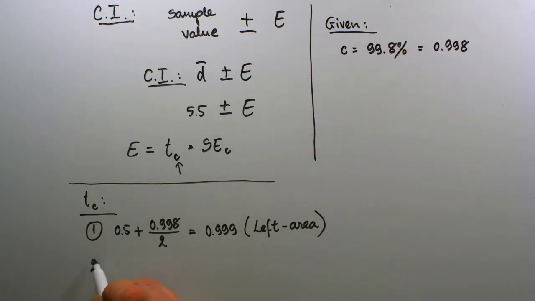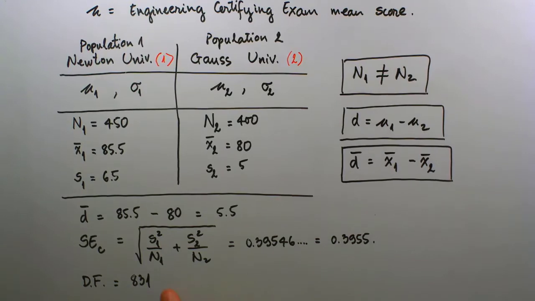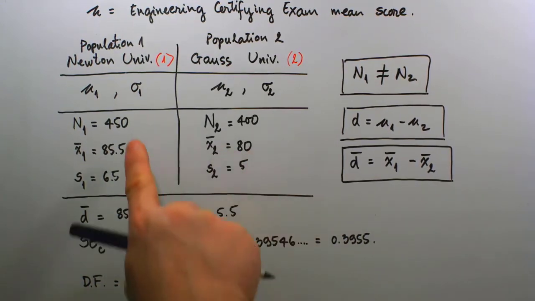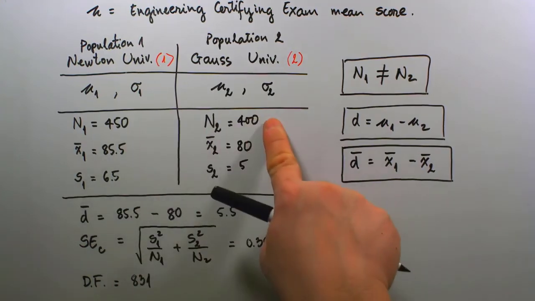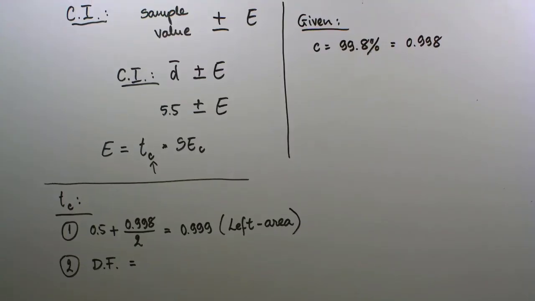Step 2 is to either calculate or indicate the degrees of freedom for our two samples. Again, that same degrees of freedom we have calculated long before we got into any of the questions is here. This is the degrees of freedom for our two samples together, where 450 is for sample 1 and 400 for sample 2. So that means our degrees of freedom to be used here is 831.